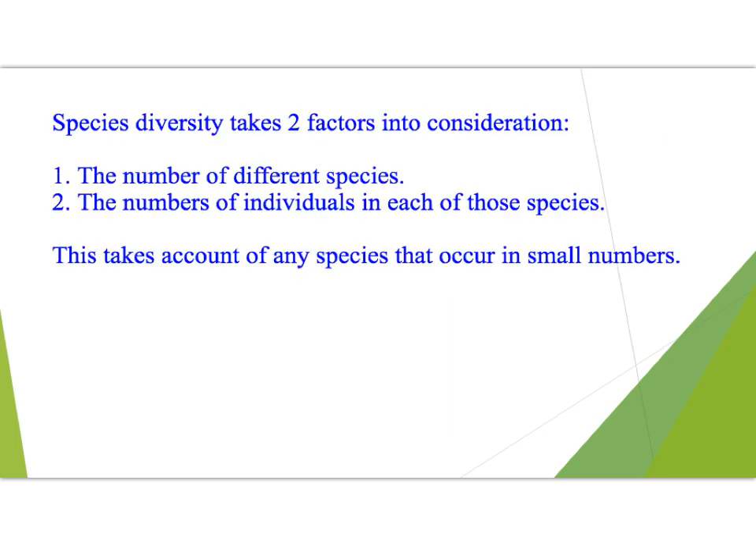You could be asked a question on what measurements you would need to take to be able to work out species diversity. So you need to calculate the number of different species, i.e. the species richness, but also the number of individuals within each of those species. And you could be asked why this is a better indicator of variation than just species richness. Because it takes into account any species that occur in small numbers. And if you think back to the previous example, both have the same species richness, but the one with more of each species would actually have a higher index of diversity.